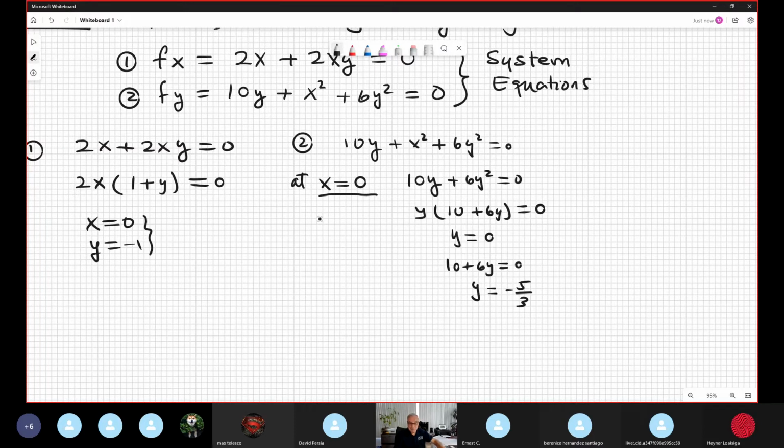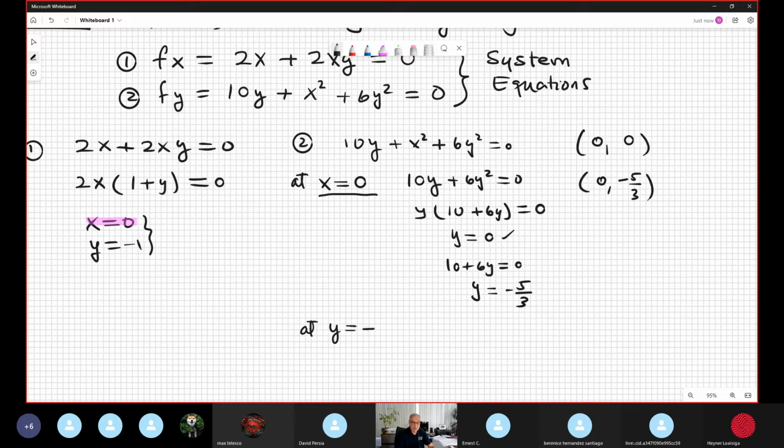So we have 0, something and 0, something, because we're using only this information so far. So 0, -5/3. This is a critical point. I don't know if it is a maximum, a minimum, or a saddle point. I don't know.